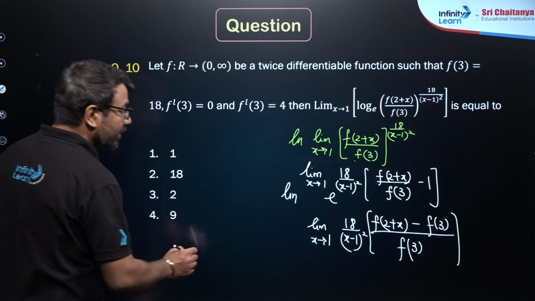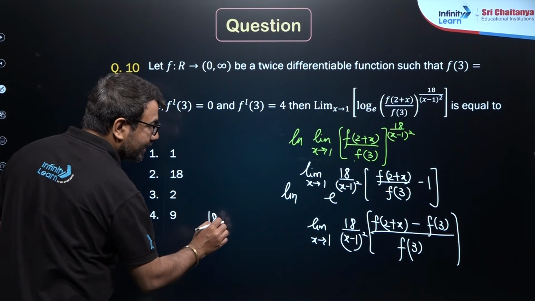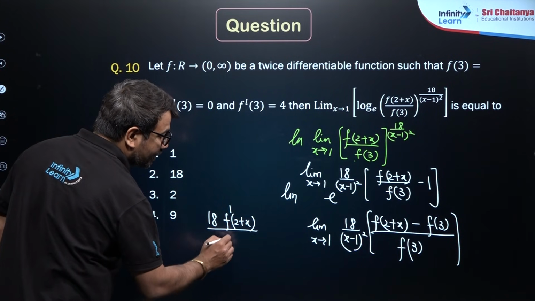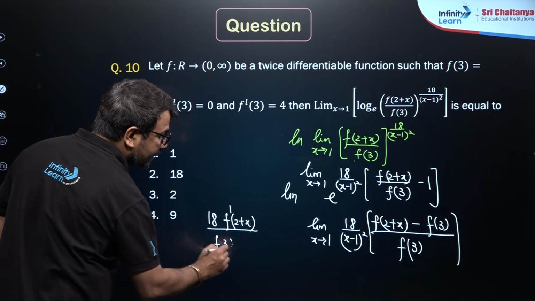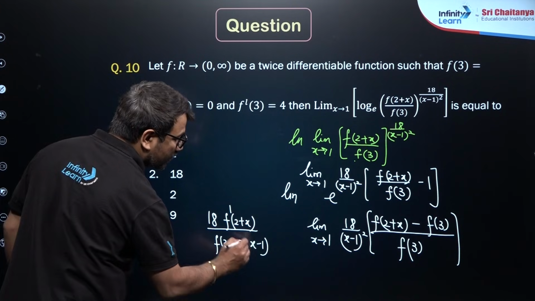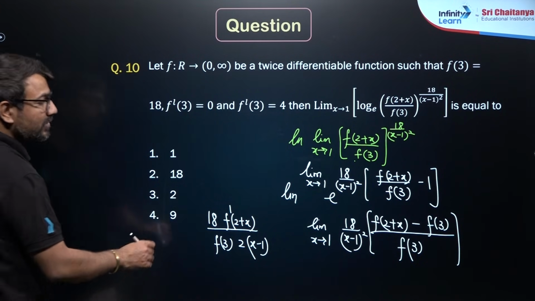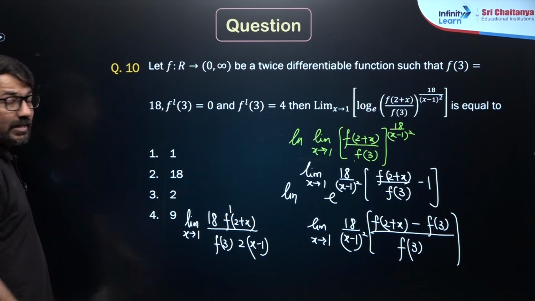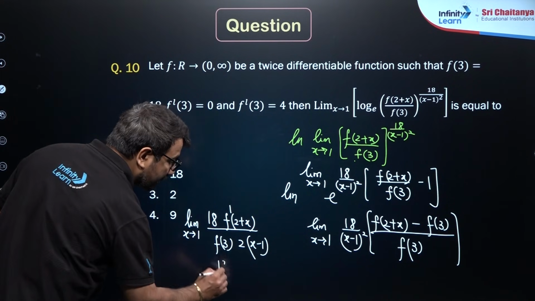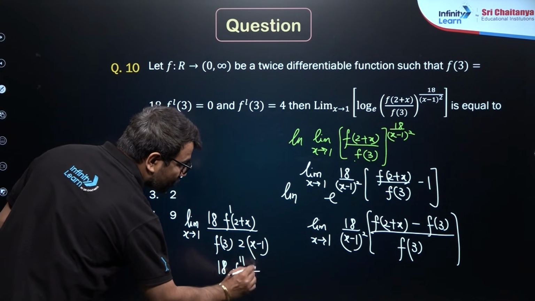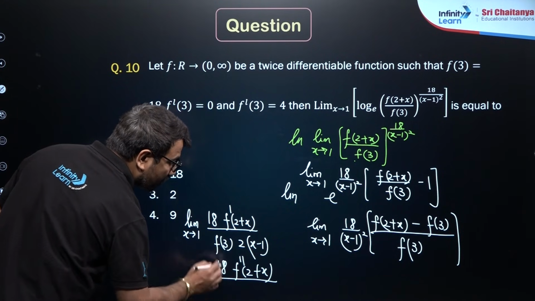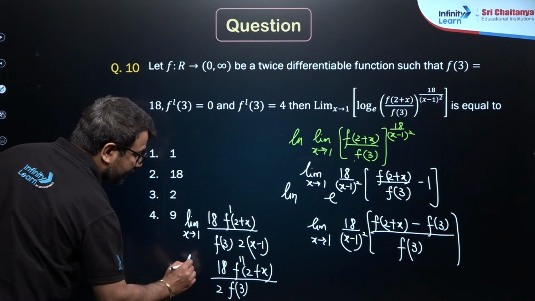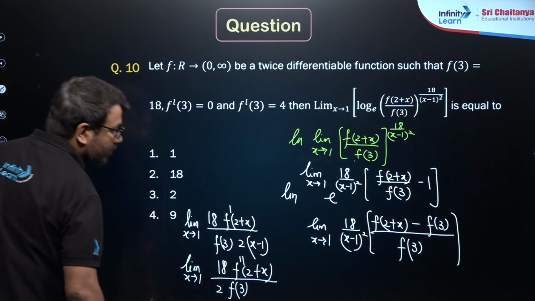If you apply the L'Hopital rule one time, you will have 18 times f dash of 2 plus x whole divided by f of 3 times 2 times x minus 1. Here also if you substitute limit x tending towards 1, you are getting 0 by 0 form. So again you apply the L'Hopital rule. It is 18 times f double dash 2 plus x, and over here 2 times f of 3 into 1 will be there, then limit x tending towards 1.